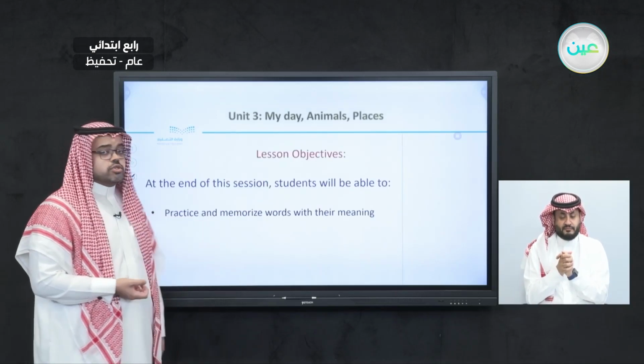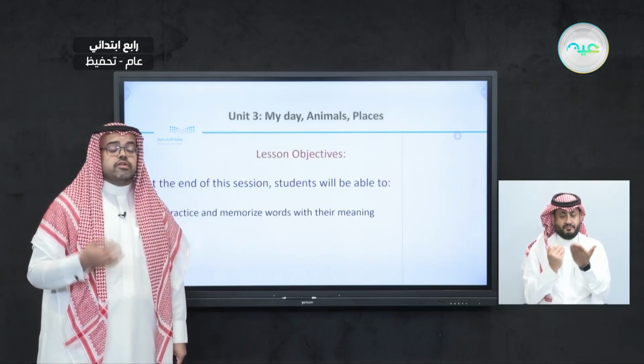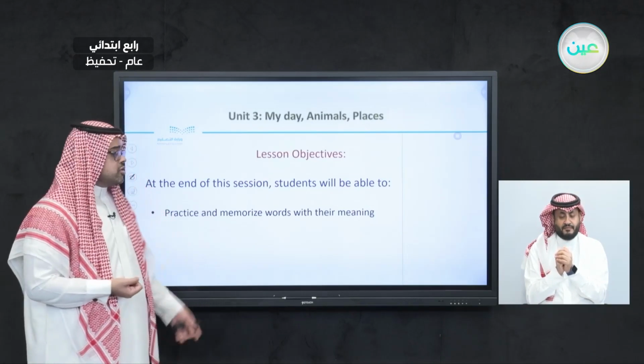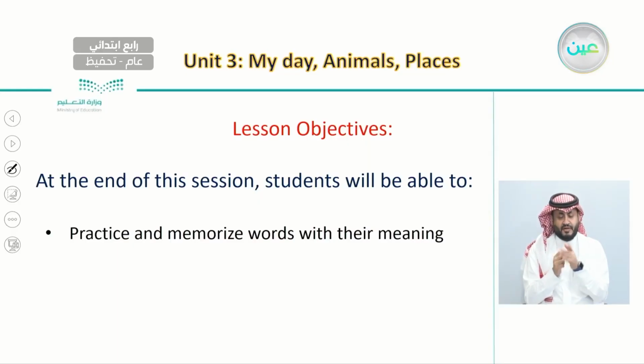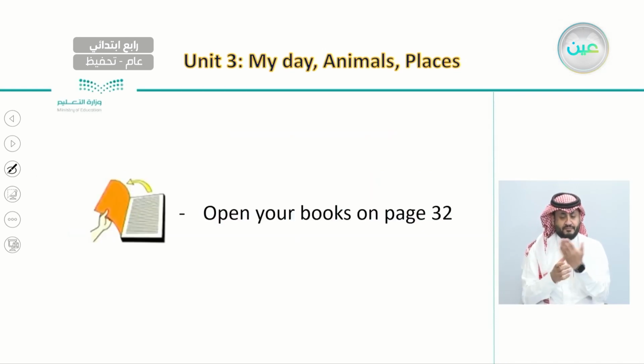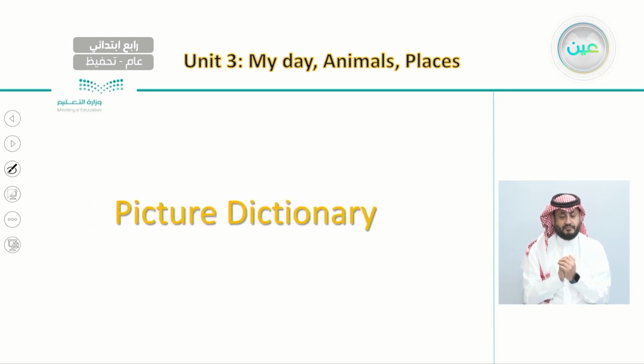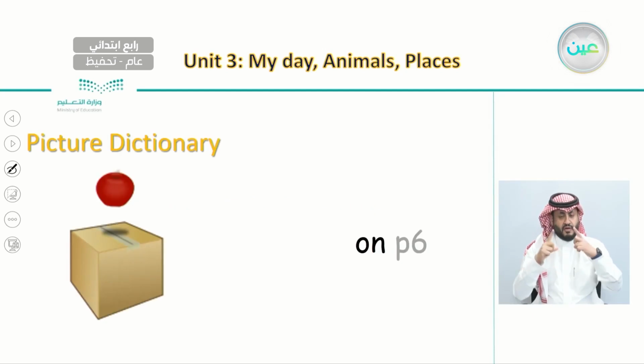So now let's get to know our objectives in today's lesson in the picture dictionary lesson that we would like you to practice and memorize words with their meaning. So let's have a look at a couple of these words, but first turn to page 32. Now on page 32, the picture dictionary, the first thing we're going to talk about is the preposition on that you can see on page 6.